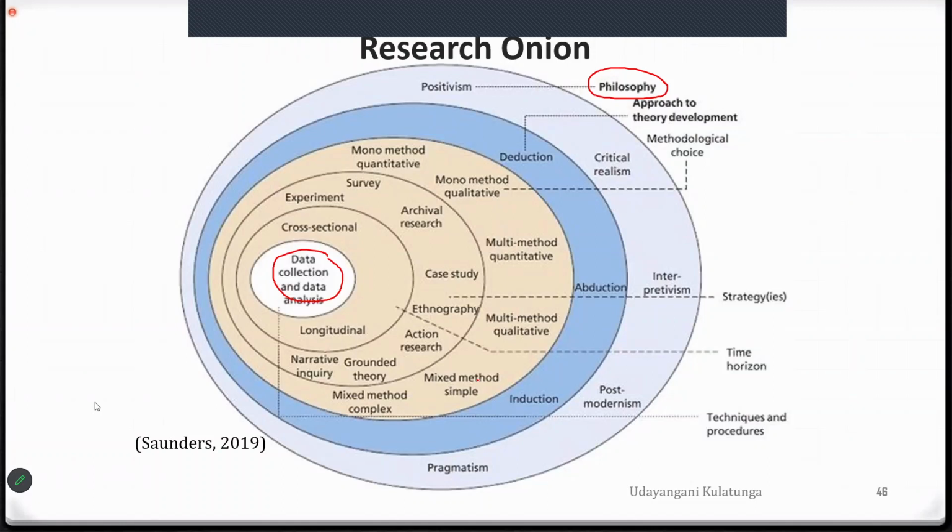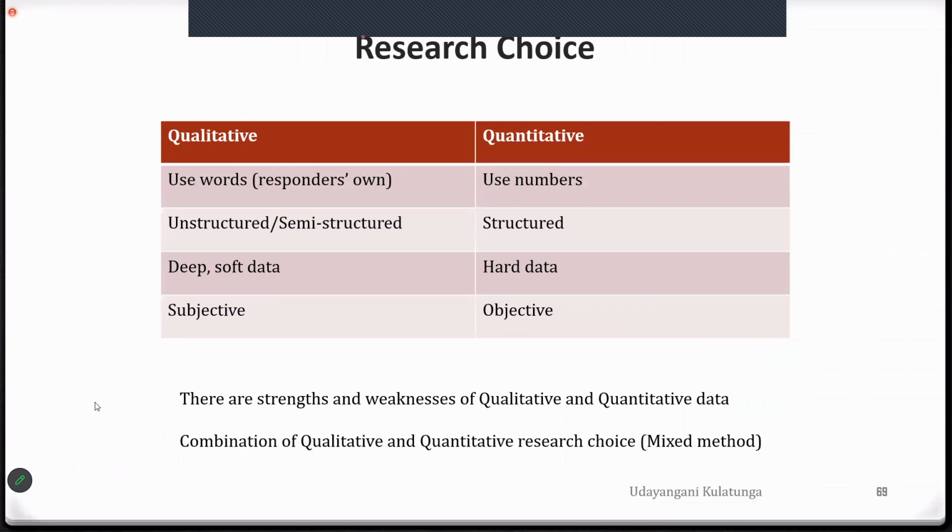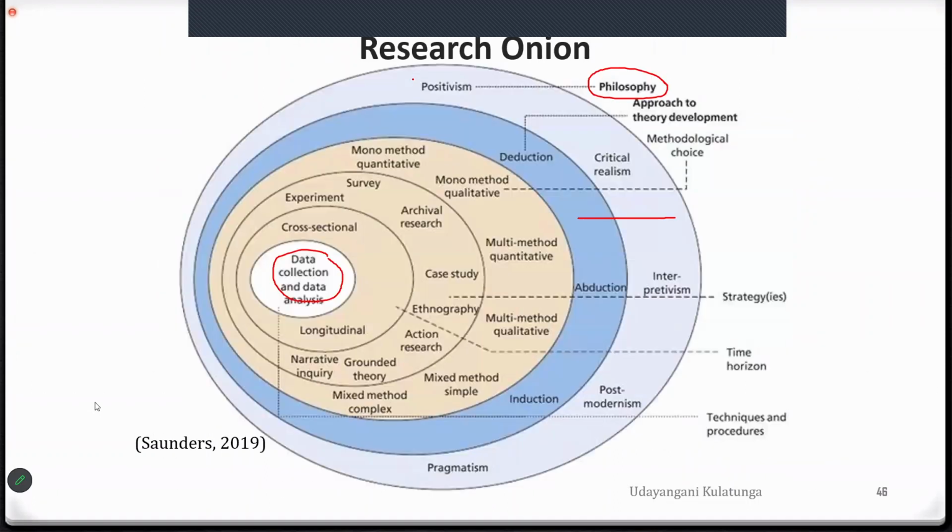So with that understanding, I'm not going into much detail with regard to the first two layers, philosophy and the approach, but I will focus mainly on the research choice because this is what will be important to you all. Okay. So when it comes to the research choice, there are qualitative research choices and quantitative research choices.